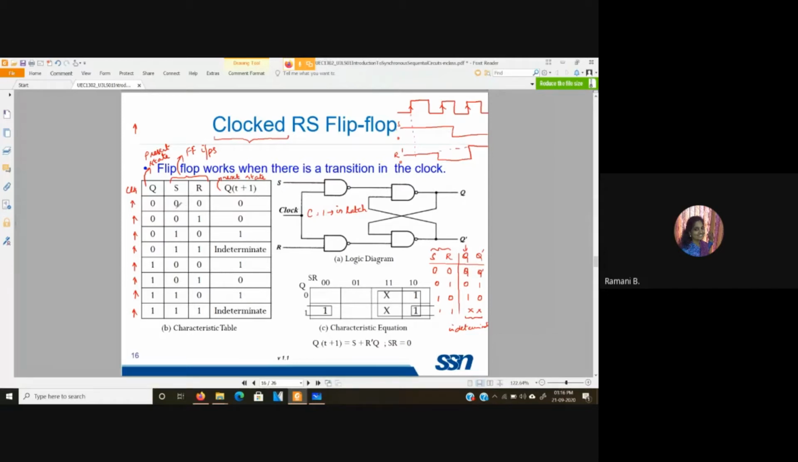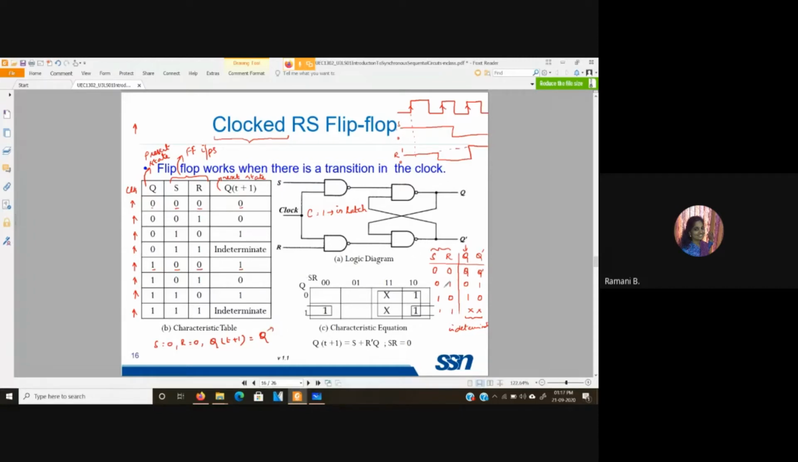So we know when S and R values are equal to 0, my Q value will be the no change condition, right? So the next state value will be the same as what you have for Q. So here also you have the 0, 0 condition. If my Q value is 0, the Q of t plus 1 will also be 0. If Q is equal to 1, Q of t plus 1 will also be 1. The simplest thing you have to remember is, for S equal to 0 and R equal to 0, Q of t plus 1 is equal to Q. So this may be 0 or 1. We are not bothered about it.